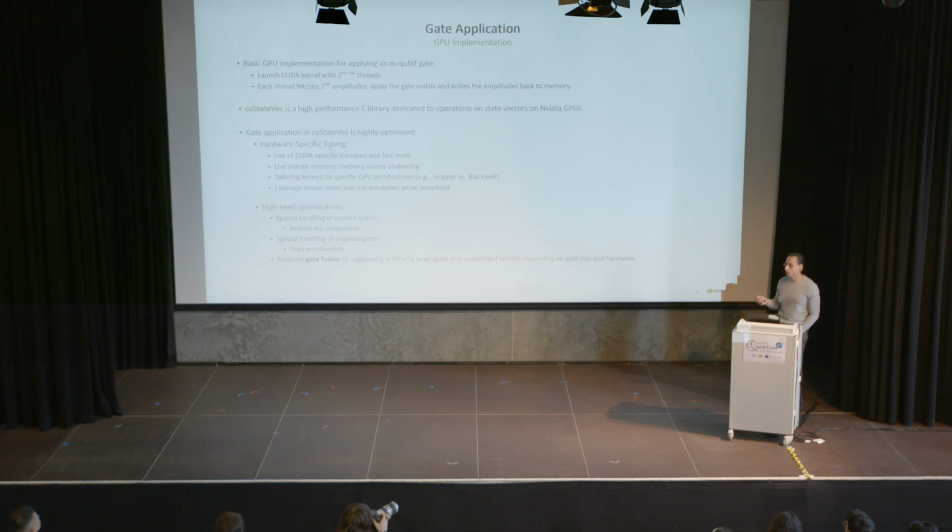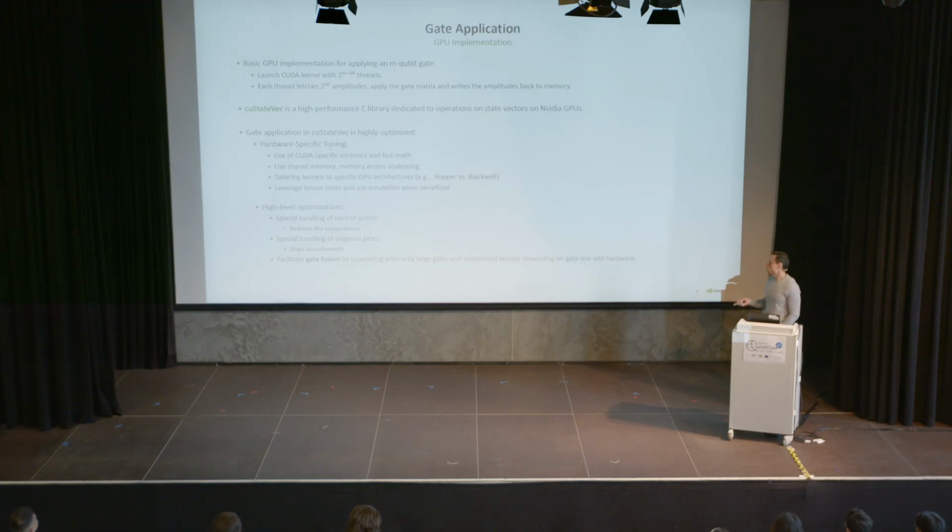And that's where cuStateVec library can help. It provides a highly optimized API for gate application. These optimizations range from hardware-specific optimizations, like utilizing tensor cores and shared memory, to high-level ones, like special handling of control qubits and diagonal gates in order to reduce the overall computation. cuStateVec also facilitates the idea of gate fusion, which I will shortly talk about, and does this by supporting gate application with arbitrary size and automatically selecting the best CUDA kernel implementation depending on the size of the gate and on the architecture of the GPU you are running on.